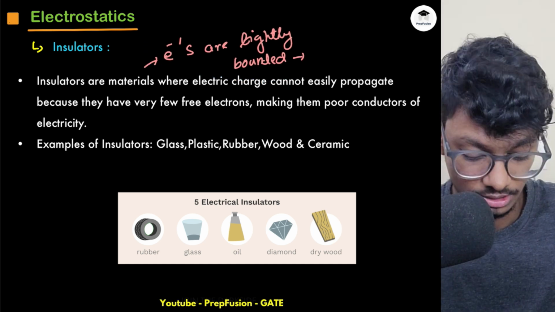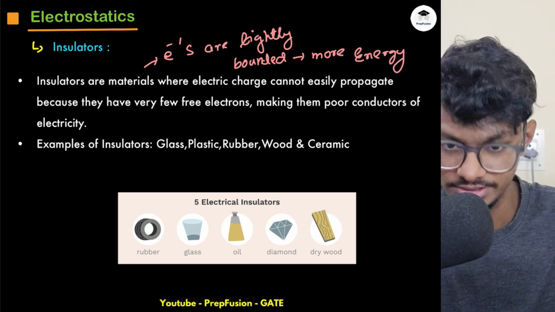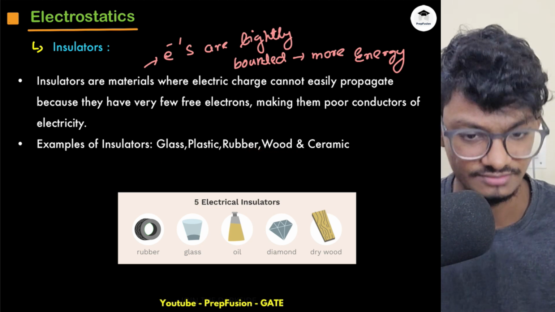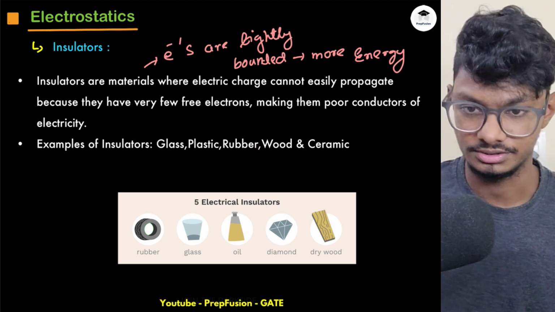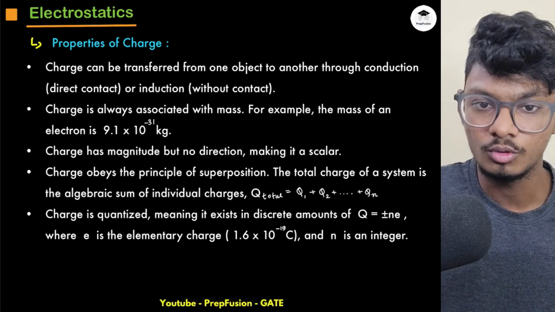Hence, I need more energy to move the electrons, for the current flow to happen. So, good examples of insulators are glass, plastic, rubber, wood, and ceramic. These are a few good examples of insulators. Now we know about properties of charge. We learn a few more properties of charge.